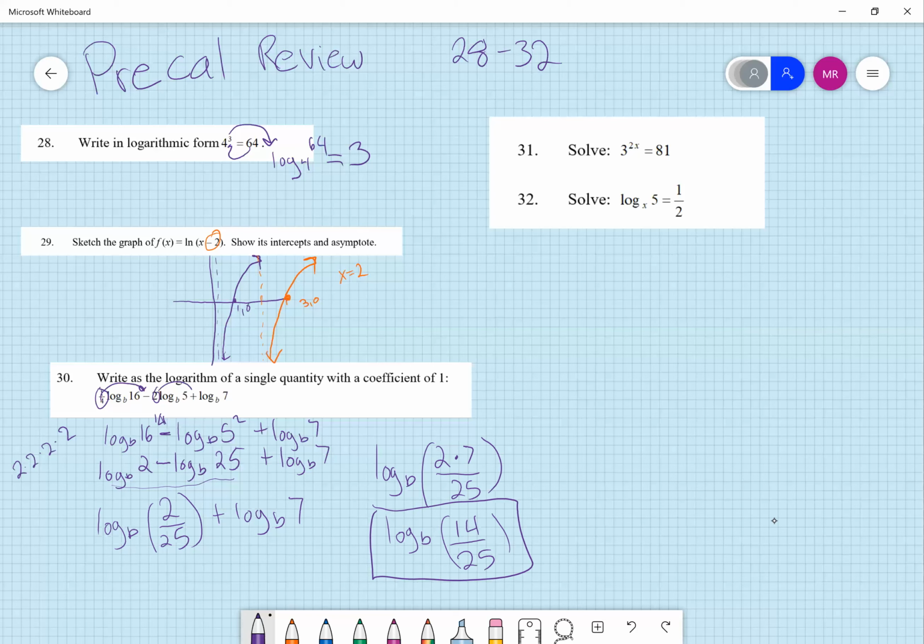Now, number 31 is solve for x. We've got 3 to the 2 raised to the 2x power equals 81. Now, if we can get this 81 as a base of 3, that can help us out. So we're going to write 3 to the 2x because that's what we're given. And how do we get 81 to be with a base of 3? So let's try this out. We're going to write 3 a few times.